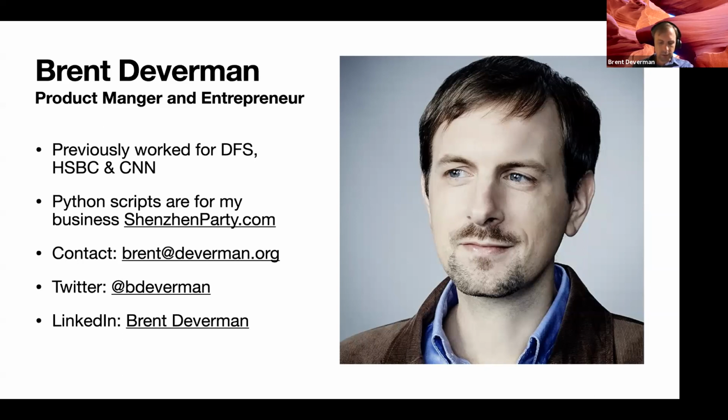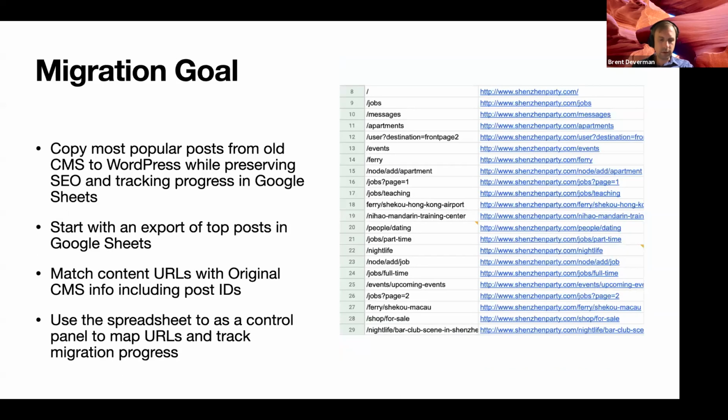And I'll get into the nitty-gritty now. My goal here that I've been trying to do with Python is to take all the most popular posts from my old site that I got from Google Analytics, and I put it into Google Sheets, and then I want to match that content and those post IDs and URLs from the old CMS, and then create a script to take that content and create new content in WordPress.